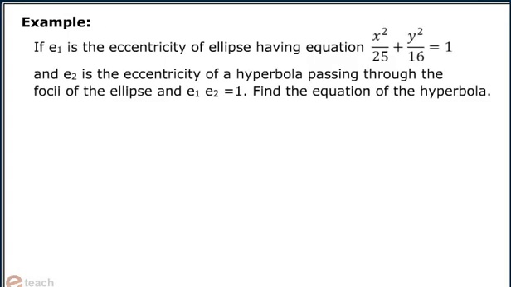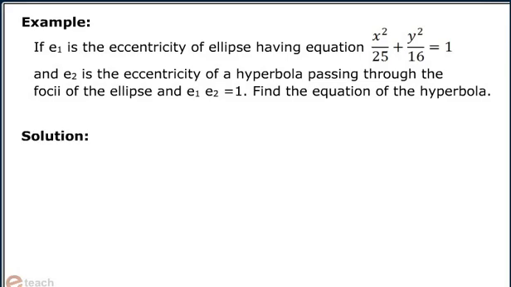Example: if e1 is the eccentricity of the ellipse having equation x squared by a squared plus y squared by b squared equals 1, and e2 is the eccentricity of a hyperbola passing through the foci of the ellipse, and e1 times e2 equals 1, find the equation of the hyperbola.